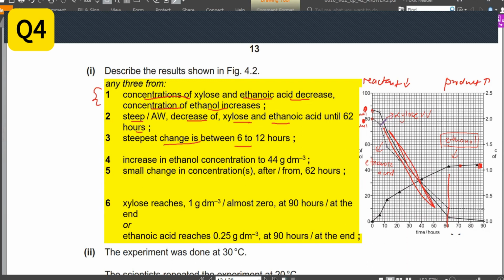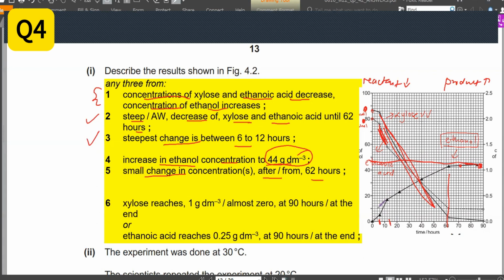So we can see here the steepest change between 6 to 12 hours. Some of the details we can mention: increase in ethanol concentration to 44 grams per dm cubed. We can see here, finally, the amount of ethanol produced is 44 grams per dm cubed. Small change in concentration after 62 hours.